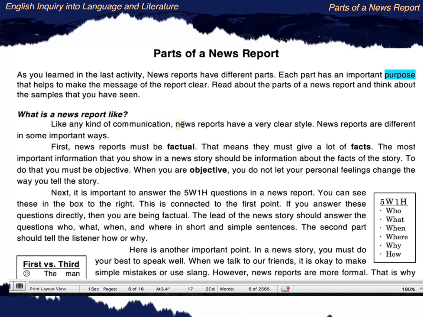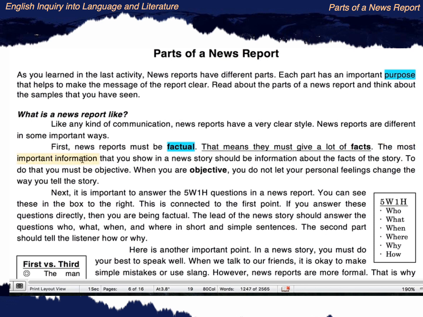Like any kind of communication, news reports have a very clear style. News reports are different in some important ways. First, news reports must be factual. Factual. Let's mark this. That means they must give a lot of facts. Oh, I see. Factual means that they must give a lot of facts. Let's underline this one.